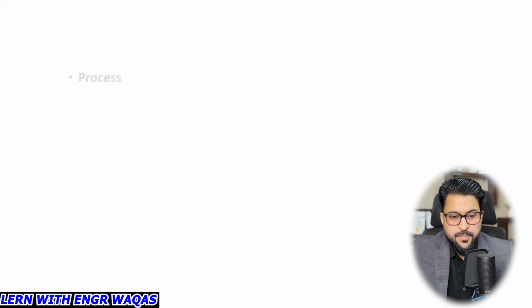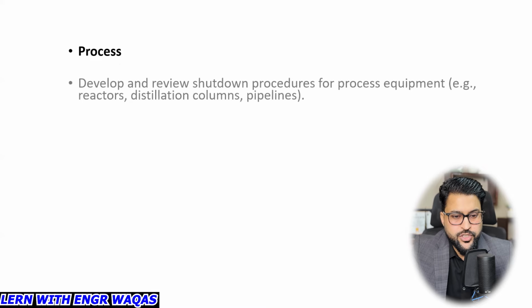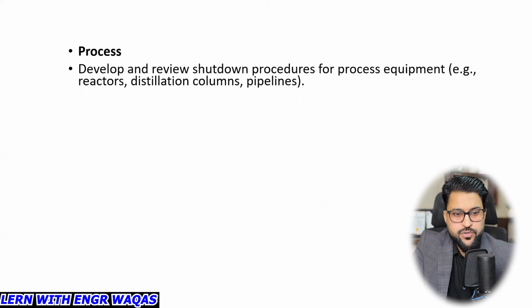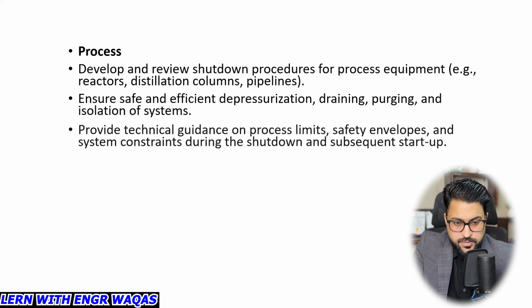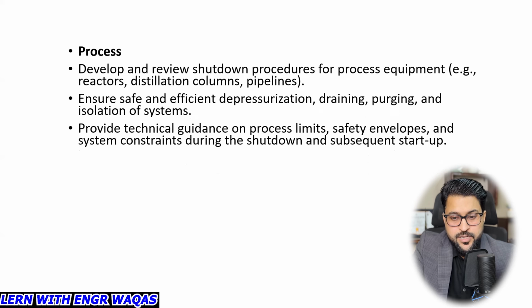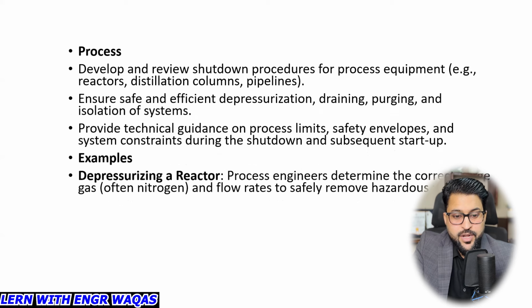So one by one, what is the process department actually doing in their functions. This department develops and reviews shutdown procedures for process equipment, like reactors, distillation columns, pipelines. They ensure safe and efficient depressurization, draining, purging, and isolation of systems, and provide technical guidance on process limits. Example: depressurizing a reactor. Whenever you are going to conduct a shutdown, turnaround, or outage, you need to make sure it is conducted in a safe way. For safety, you need to depressurize. In oil and gas, these are high pressure and high temperature jobs, so you need to depressurize.